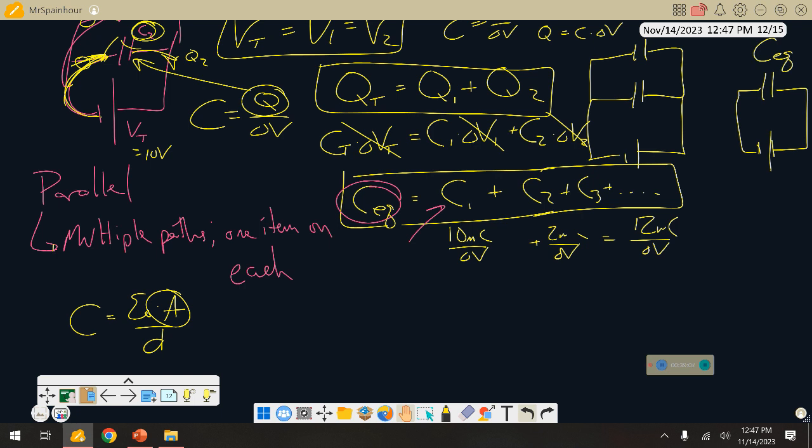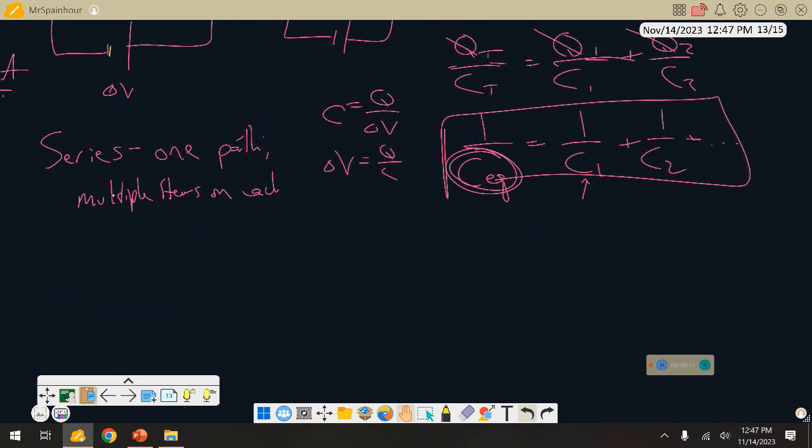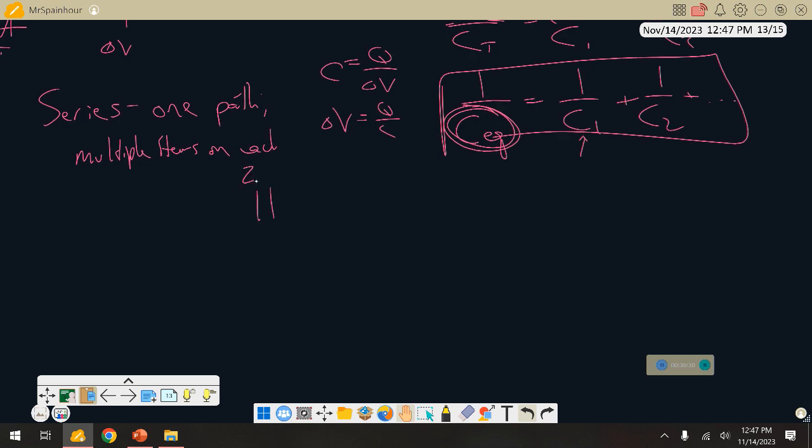Now, in this case, I think everybody can go like, yeah, Spainhour, well, duh, that's how addition works, right? If this is 6 and there's anything over here, what this says is equivalent will be bigger than 6. Okay. So let's just practice real quick. Let's say I have 2 capacitors, one of which is 2 microfarad and the other is 4 microfarad. Okay? Calculate for me real quick, what is the equivalent of the two of them using this right here.